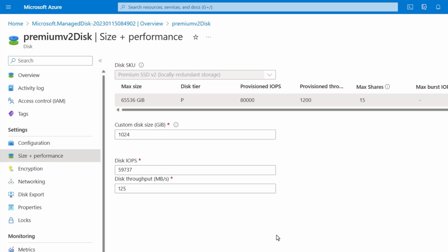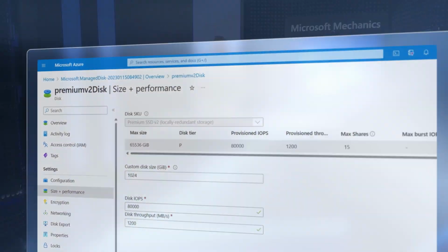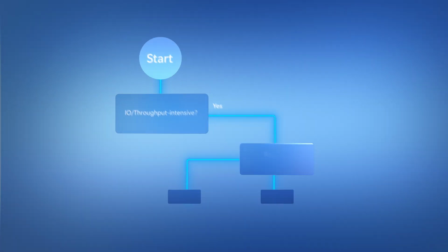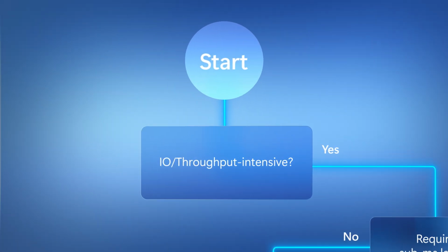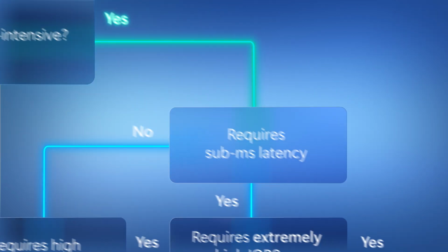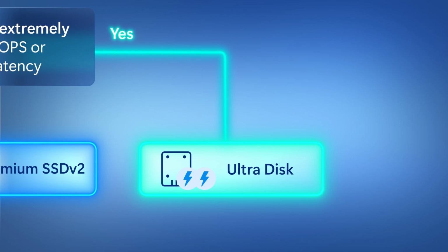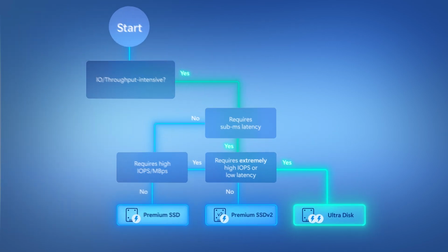In this case, up to 80,000 IOPS and 1,200 megabytes per second in throughput. This option suits a broad range of production database workloads such as SQL Server, Oracle Database, Big Data Analytics, stateful containers, SAP workloads, and more. Now, of course, going back to our decision tree, if your workloads require higher IOPS and throughput and low sub-millisecond latency, then the Ultra Disk option provides the fastest and most flexible choice for the cost.